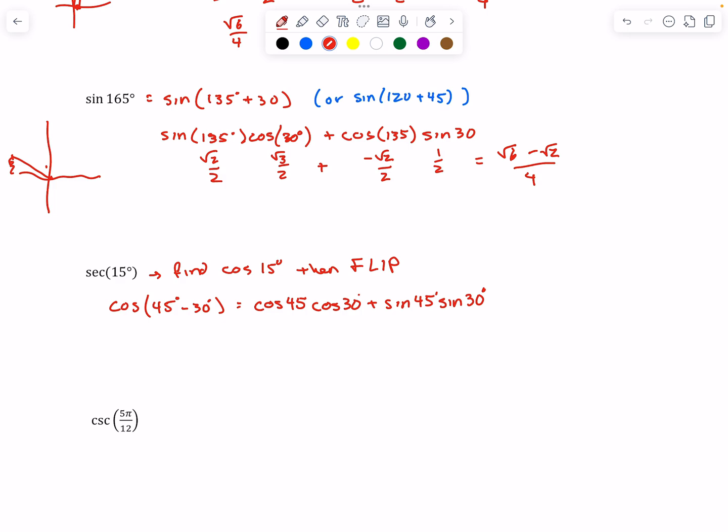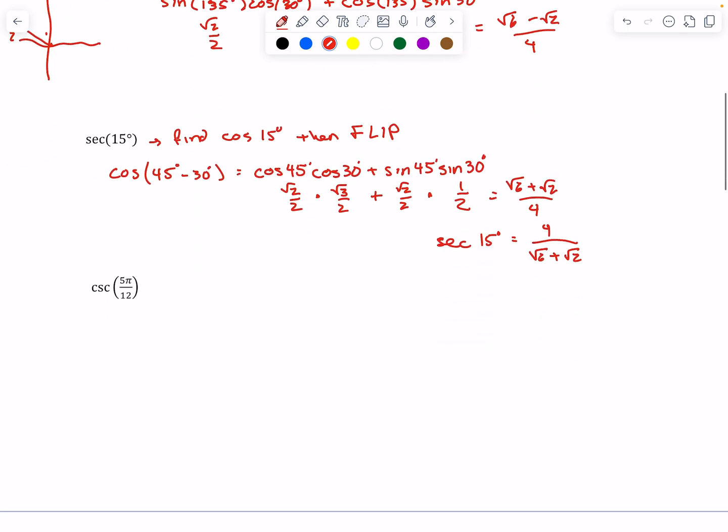Little degree signs. I sometimes get a little lazy about them. Don't forget the plus sign in between. It's cosine times cosine and then plus sine times sine. Is this the answer? No, this is not the answer. We want secant. And you can multiply by √6 minus √2 on the top and bottom, and I'm not going to bother.